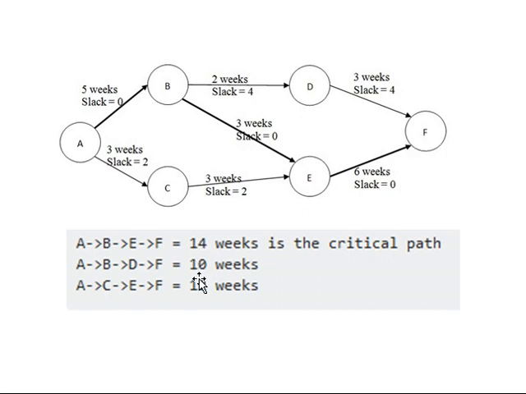When you compare these three, the maximum one is 14 weeks. That will be called the critical path. So the critical path here is A, B, E, F. The critical activities are: A is a critical activity, B is a critical activity, E is a critical activity, F is a critical activity. Together it will be called a critical path. The critical path here is shown by a dark line.